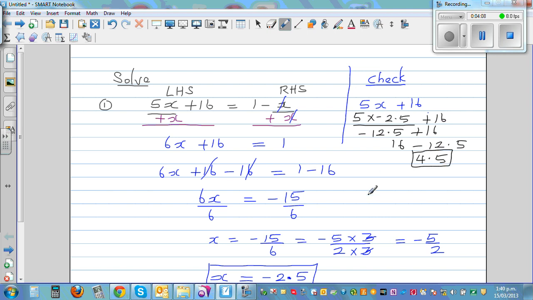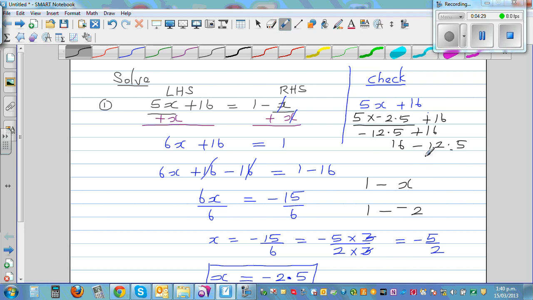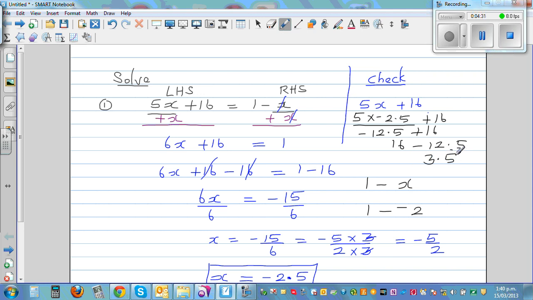So what's your right-hand side? The right-hand side is 1 minus x. So this is 1 take away negative 2.5. Sorry, this is 3.5. Yeah. So this is 3.5, am I right? Yeah. So that's why, so this is 3.5, because 3.5 plus 12.5 is 16. So this is 1 plus 2.5, which is 3.5.